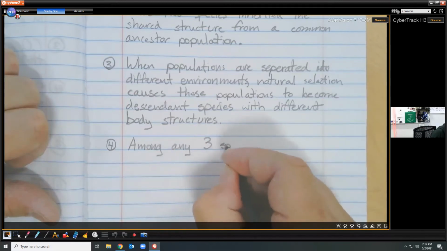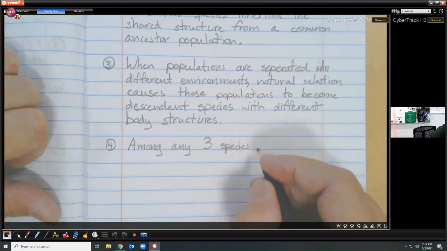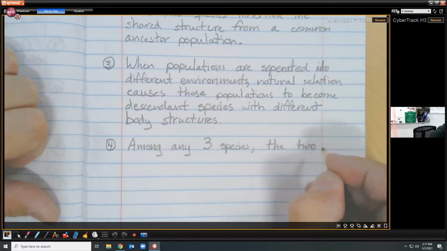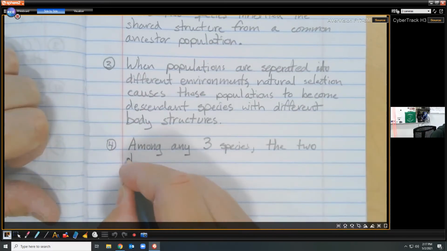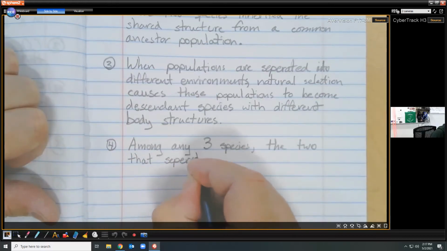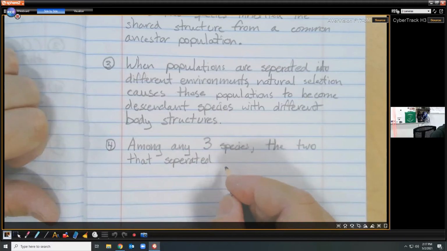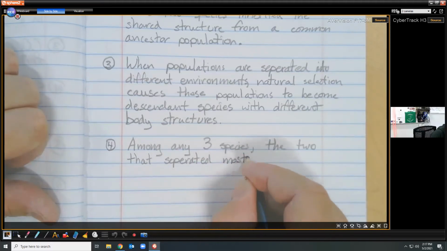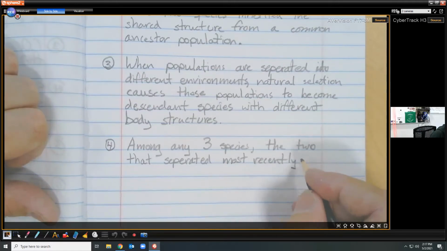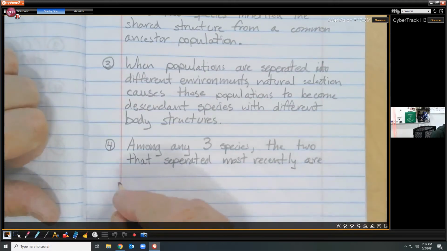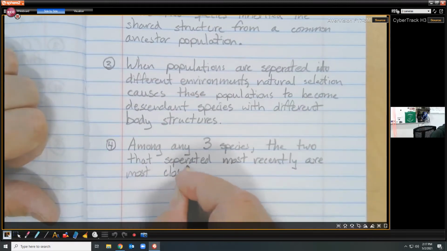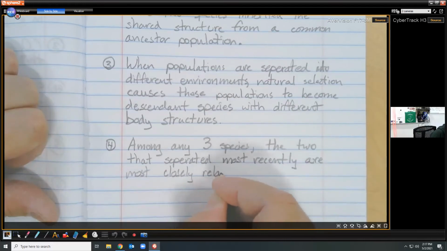Among any 3 species, the 2 that separated most recently are most closely related.